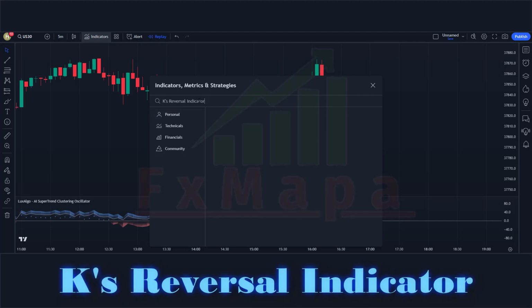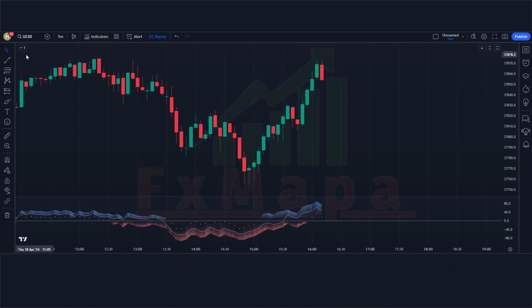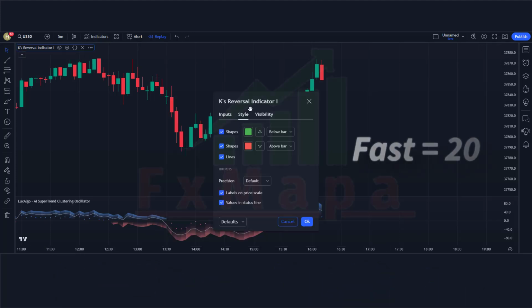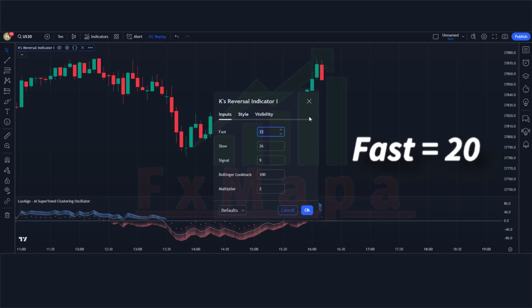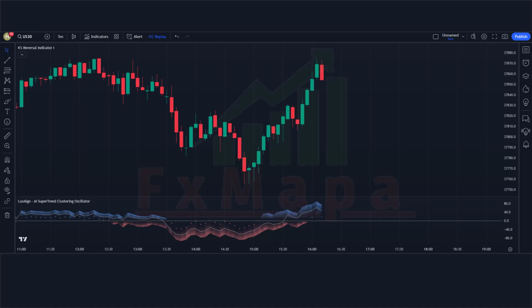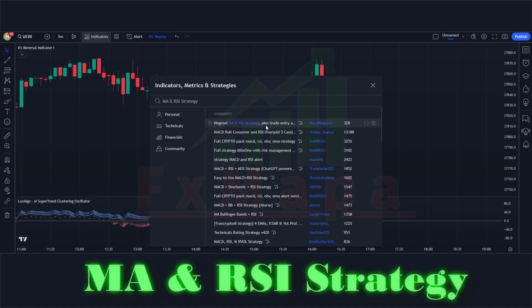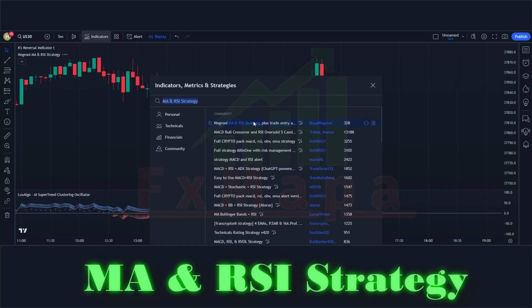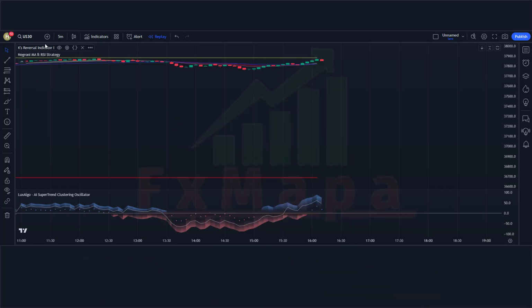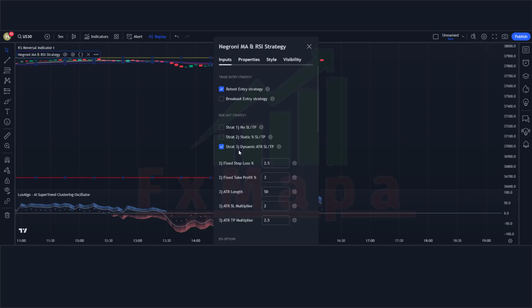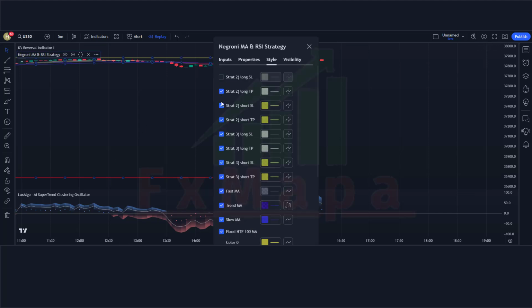Second indicator name is K's Reversal Indicator. Keep the indicator settings as I have shown here. Third indicator name is MA and RSI Strategy. Keep the indicator settings as I have shown here.